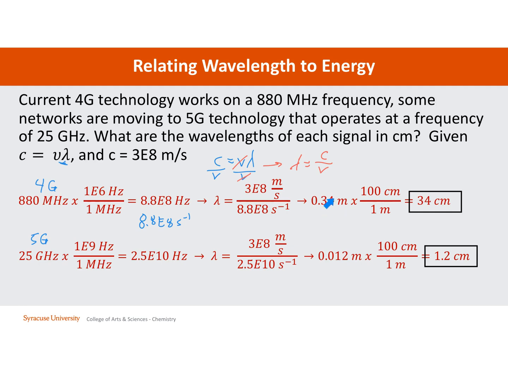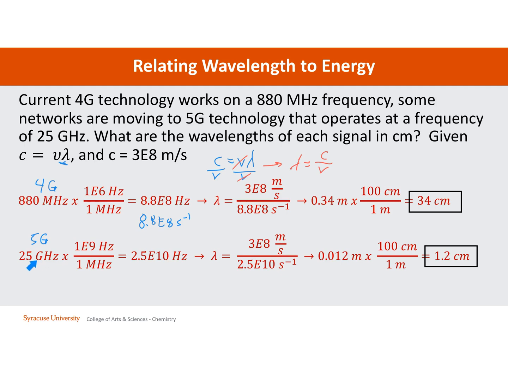And I asked for that in centimeters. Well, I know in 1 meter I have 100 centimeters. So I multiply 0.34 by 100 to see that the wavelength is actually 34 centimeters. Two significant figures because I only have two significant figures here, right? 880 as written is two significant figures.